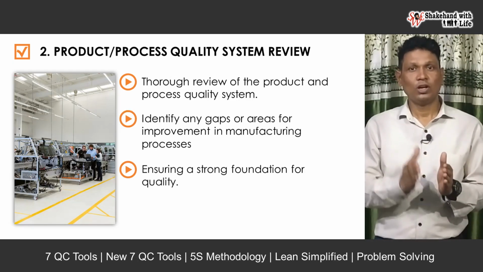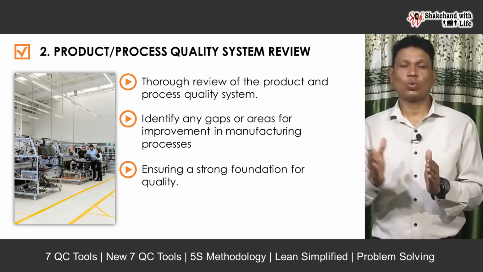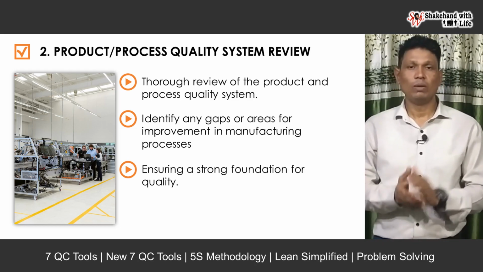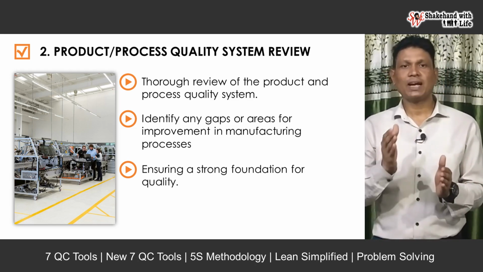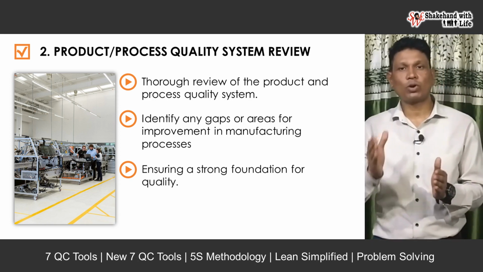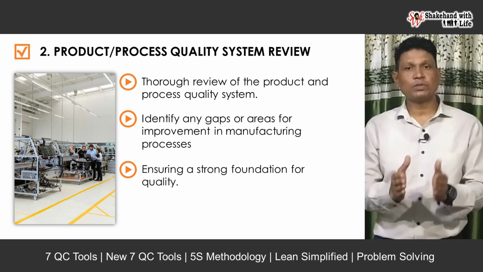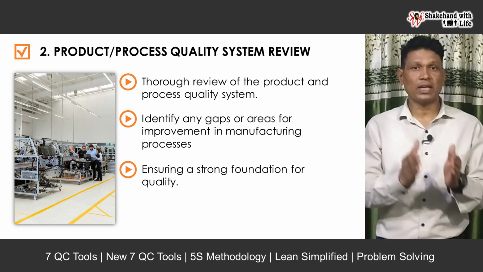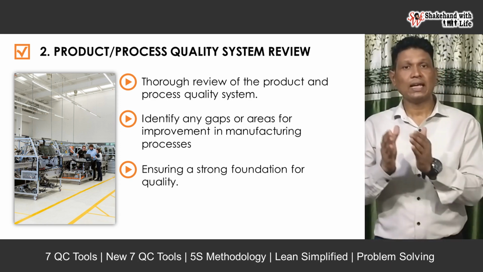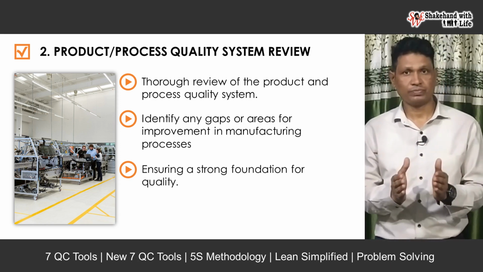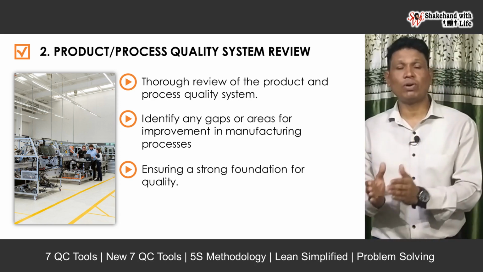Step 2. Product or process quality system review. Moving on to Step 2, we conduct a thorough review of the product and process quality system. This review helps us identify any gaps or areas for improvement in our manufacturing processes, ensuring a strong foundation for quality.